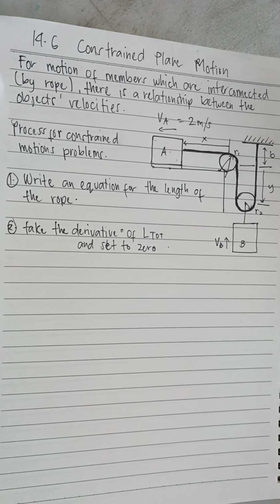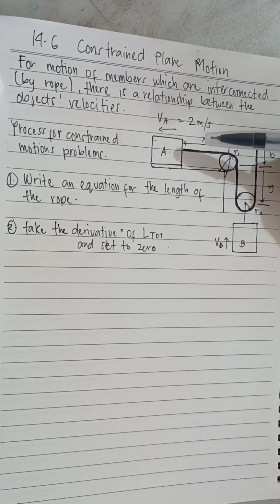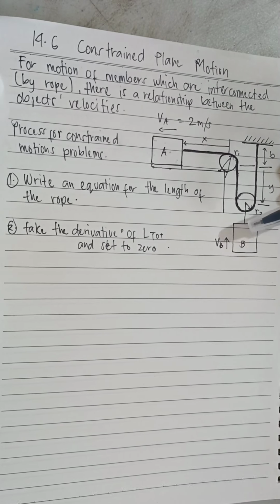The topic is constrained plane motion. What do we mean by constrained motion? I'm talking about two blocks or two objects that may be connected by a rope, or maybe you've got some pulleys and ropes. Kagaya nitong rope na nasa figure, kung saan itong rope ay nakarap sa dalawang pulleys. You can imagine down here that the velocity of block A is somehow related to the velocity of block B. Yun na nga, there's a relationship between the velocity of block A and block B.